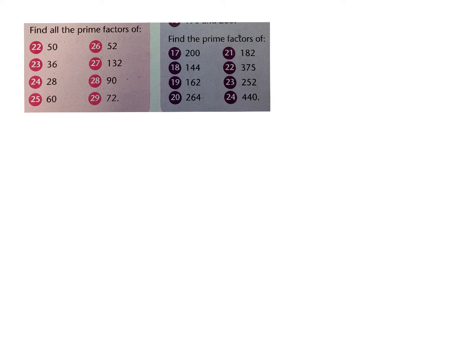Okay, so we know what a prime number is. A prime number is a number that only has two factors, 1 and itself. So for example, 7 is a prime number because it's only got two factors, 1 and 7. And we know that 1 is not a prime number because it only has one factor, itself, 1.